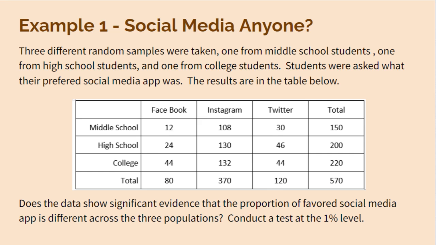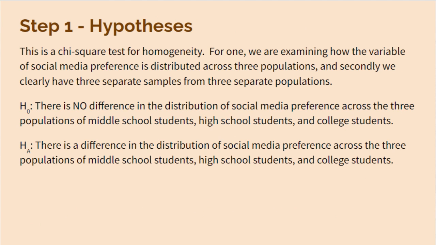So again, we're not asking you is there an association or not, because that would be a chi-square test for independence. And there's not just one huge sample where we ask them 2 different things. We have 3 different populations, middle school, high school, college students, and we're trying to look at another variable across those 3 different populations. This is a clear sign of a chi-square test for homogeneity. So step 1 is simply saying that. This is a chi-square test for homogeneity.